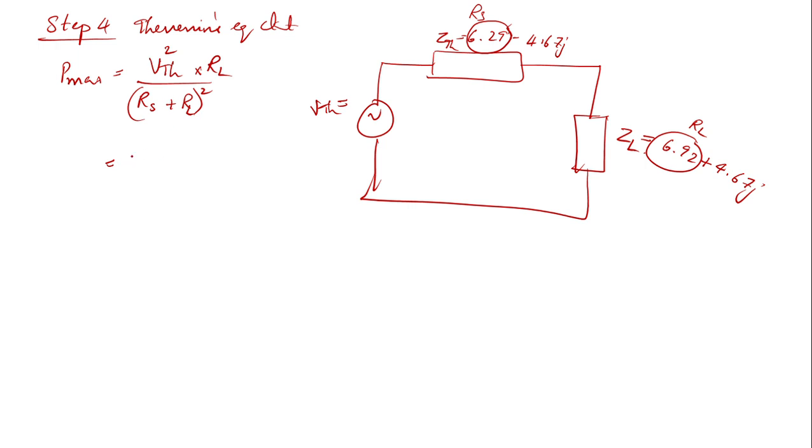And on substituting the values in the equation for Pmax, you already know the value of VTH also, that is 7.469 angle minus 18.88. We are only bothered with the magnitude when you are substituting over here. We don't want the angle, we only want the magnitude. So you do the substitutions and finally you will be getting the power as 2.217 watt. So this is the value of maximum power transferred to the load by the source.